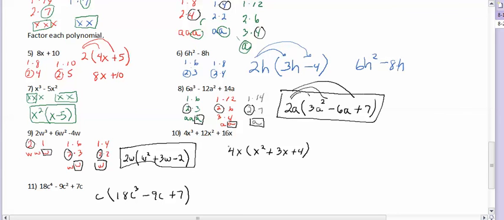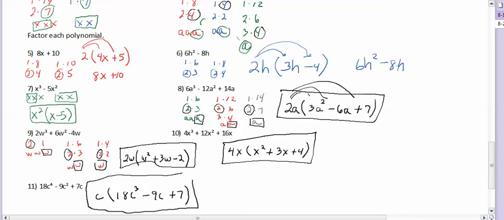Okay, number 10, this is my answer. I can double check that by doing multiplication and seeing if it multiplies to get where I started. And the last one, the only thing it had in common was a c. There were no numbers because 7 is a prime number, and you can't times anything by 7 to get 9, nor can you times anything by 7 to get 18. So just c is what they have in common. This was my answer for number 11: c times 18c to the third, minus 9c plus 7.